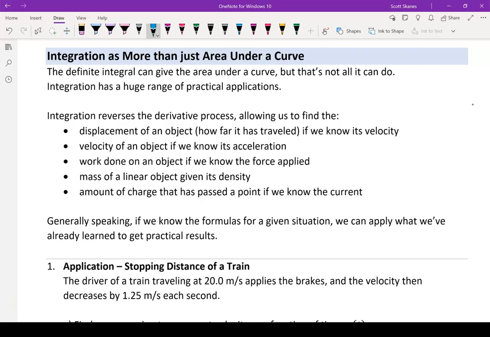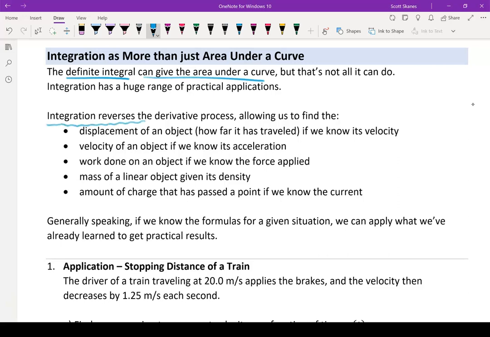Okay, last topic, and a very short one it is. Integration is more than just the area under a curve. So the definite integral can give the area under a curve, as we've seen, but that's not all it can do. Integration has a huge range of practical applications. So these include many things, most of which we're not going to touch on. I just want you to know this moving forward in your career.